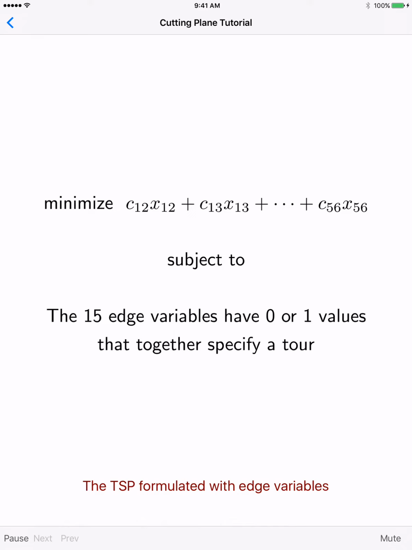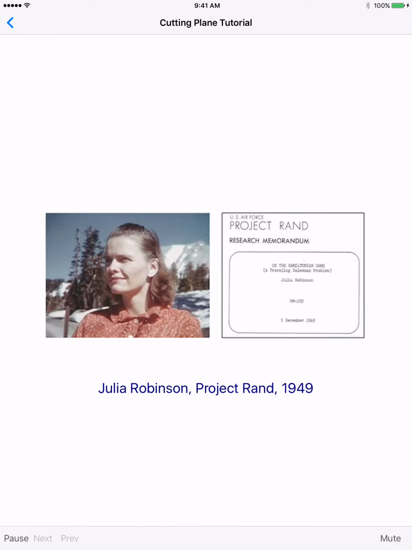Dantzig's team did not know how to directly solve this model, so, in true mathematical fashion, they worked instead with a model that they did know how to solve. They would attack the TSP with linear programming. In this research, they followed the pioneering work of Julia Robinson, who first proposed, in 1949, to use Dantzig's tool of linear programming to study the salesman problem.